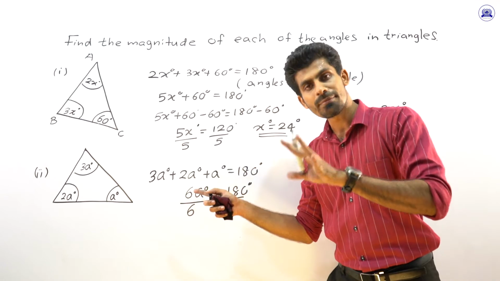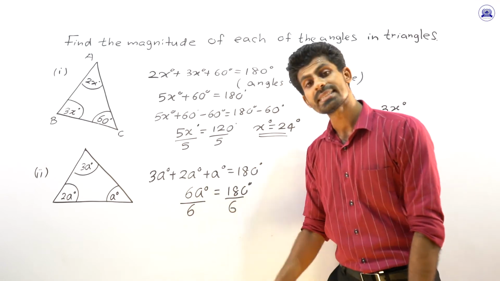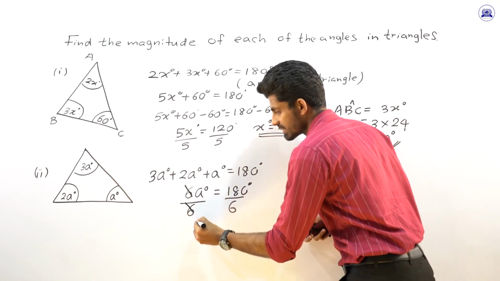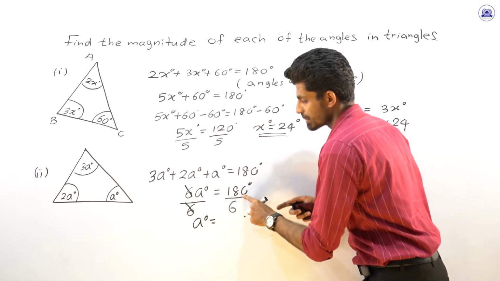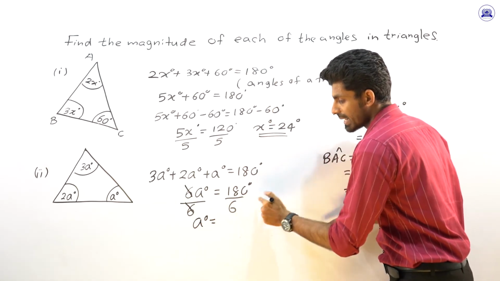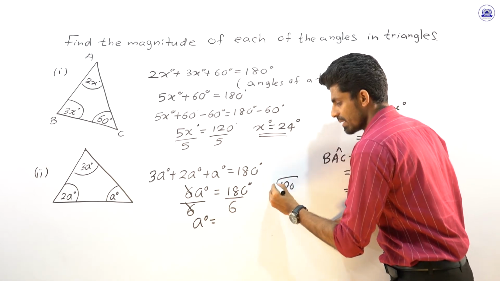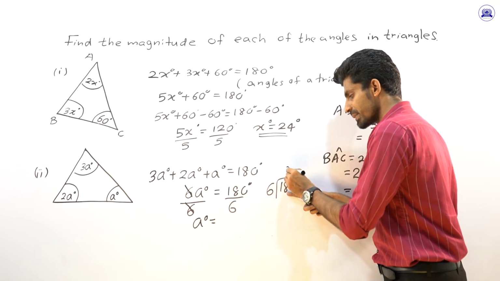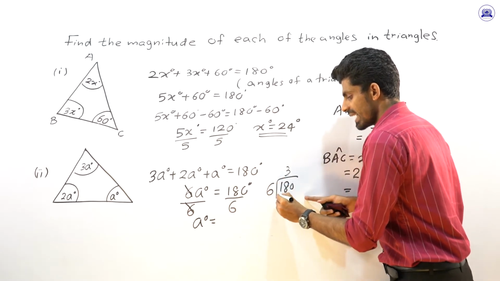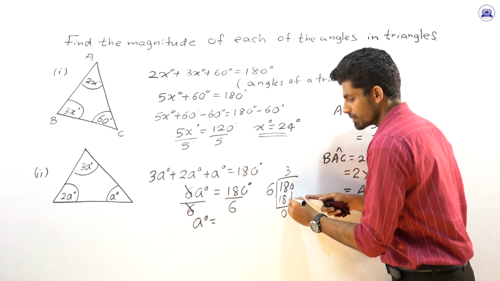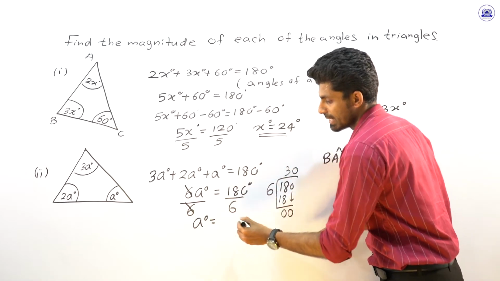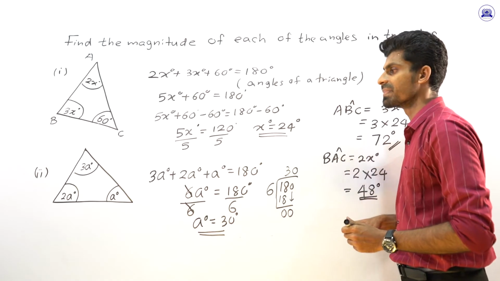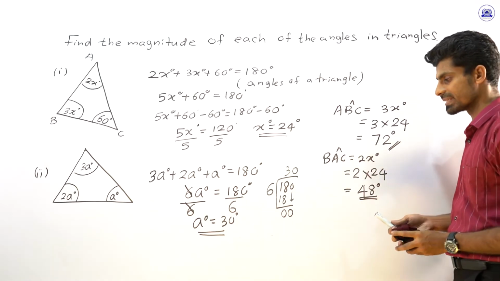3a plus 2a is 5a. 5a plus a is 6a. You need to divide both sides by 6. So 6 and 6 will be cancelled out. So x will equal 180 divided by 6. 180 divided by 6: 18 means 3. 3 times 6 is 18, then 0. So you can take the 0 and 30. A equals 30 degrees.